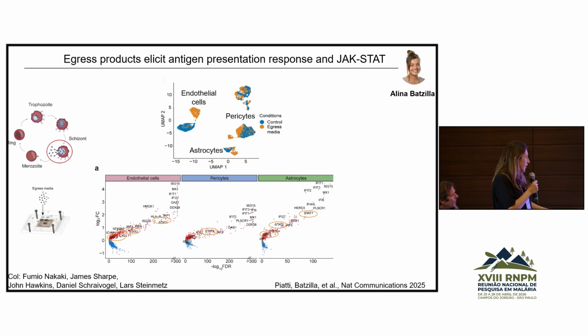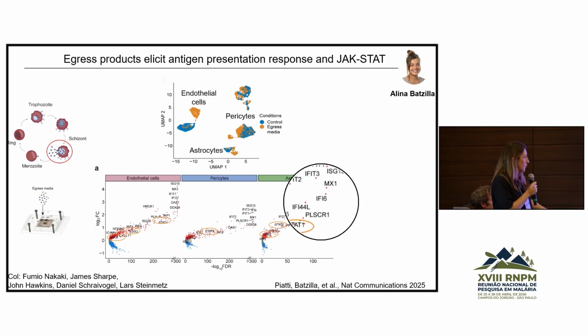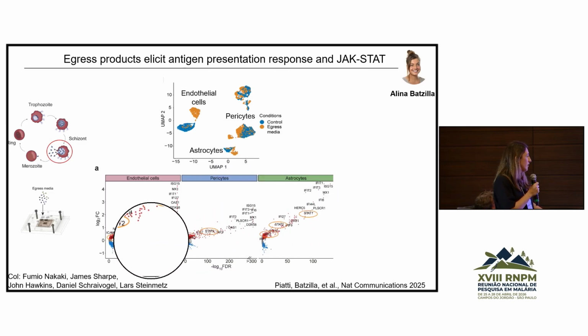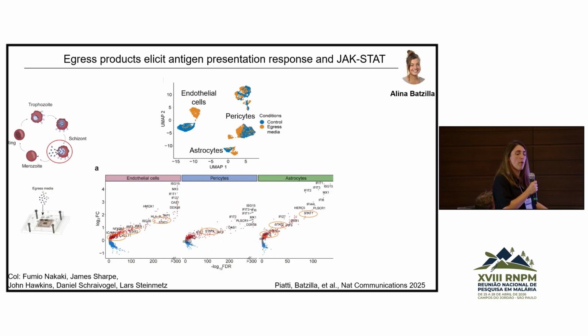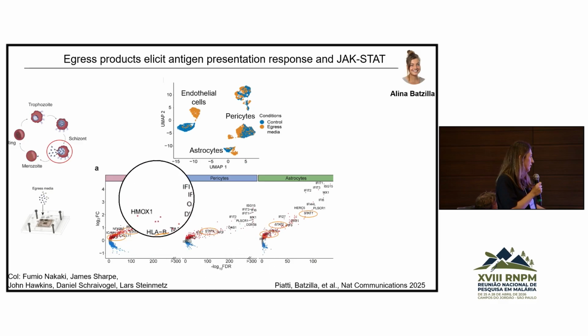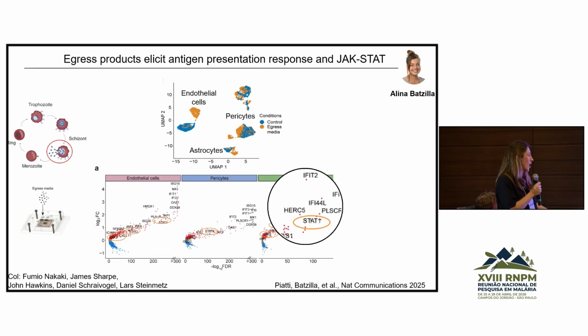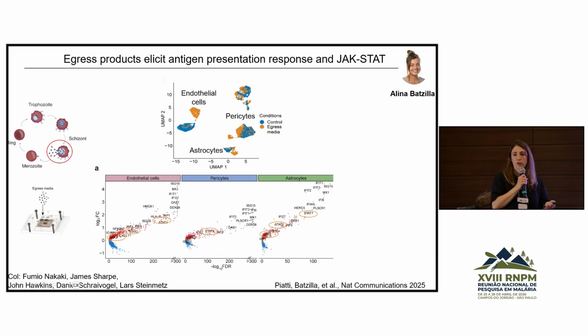And then here, I don't think you can see, but what we found is that in these three cell types, we had the same pathways being upregulated. This was mostly interferon type 1 response. And one thing that really caught our attention is this JAK-STAT pathway that I'm going to talk more about later.